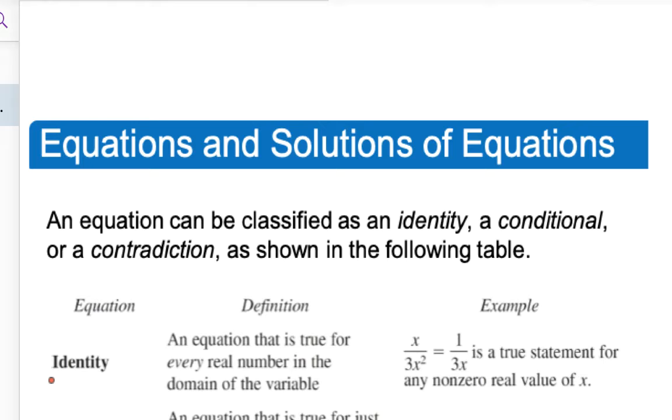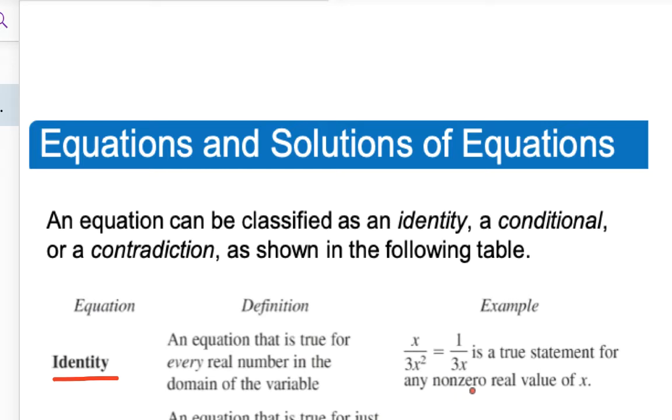Now, identity simply means an equation that is true for every real number in the domain of the variable. Now, this was the example we had taken earlier. So clearly, x over 3x squared is equal to 1 over 3x. This is true for every value of x except 0.